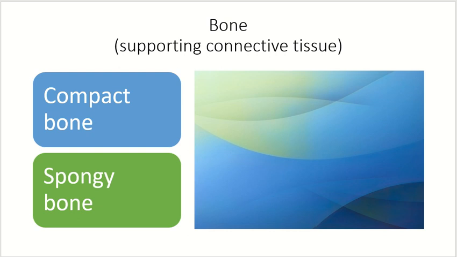Now, that is most of the lecture for today. Like I mentioned, we're not going to discuss bone because that is a type of connective tissue. It is a supporting connective tissue. But there are two types of bone: compact bone and spongy bone, and we'll talk about that more in chapter 6. So we've got time on that one.